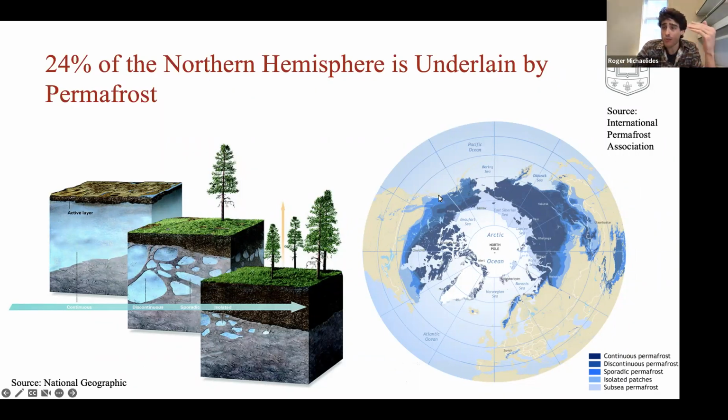Now, as we move farther south in latitude, we transition into what's called the discontinuous permafrost zone. And this transition, you can kind of see from left to right here, represents the transition from high latitudes to low latitudes. And as we transition to the discontinuous permafrost zone, as its name would suggest, we see that the permafrost is less continuous, it's more broken up.